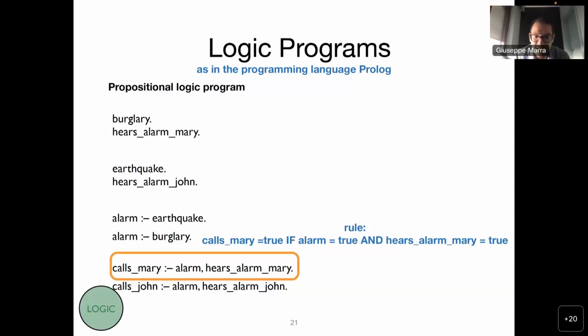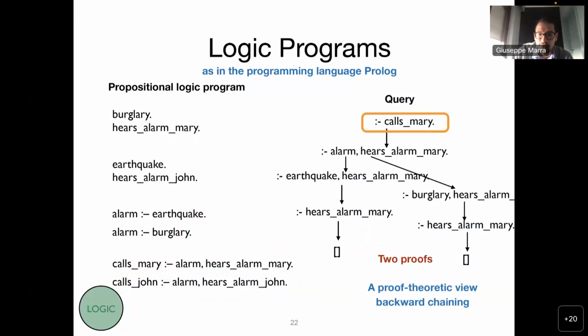So how does this turn into a proof-based or proof-oriented inference of the logic? Well, because these logic programs are usually used to answer queries. So suppose that we ask the program, okay, I have this program, I have these facts, will Mary call? Well, we can start from the query, and one way of answering this query is going backward in an algorithm that is known as backward chaining.